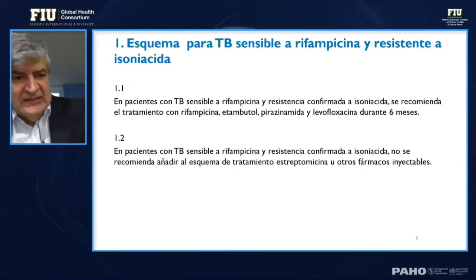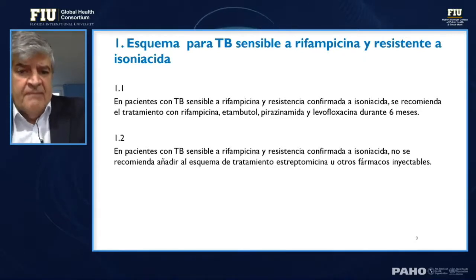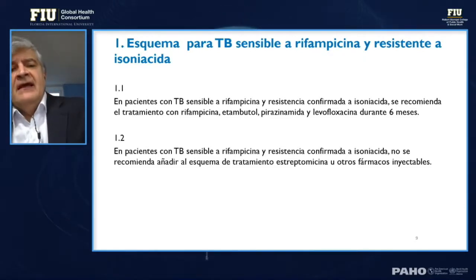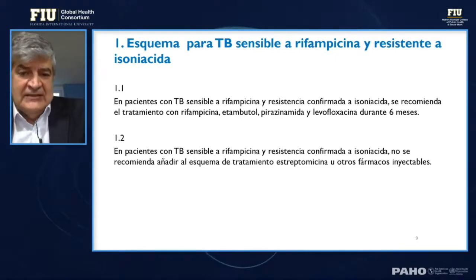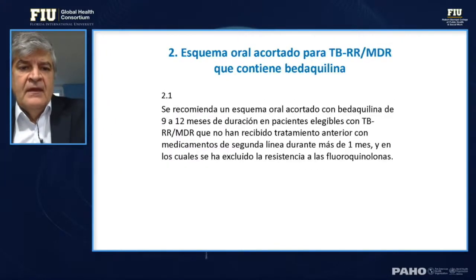So summarizing the recommendations, the first one is that in patients who have monoresistance to isoniazid that are not rifampicin resistant but are resistant to isoniazid, the recommendation is to add levofloxacin for 6 months. Combination of rifampicin, ethambutol, pyrazinamide, and replacing isoniazid with levofloxacin. In none of these cases, it is recommended to use injectable drugs for the treatment of these patients. So for monoresistance, the treatment is completely oral.